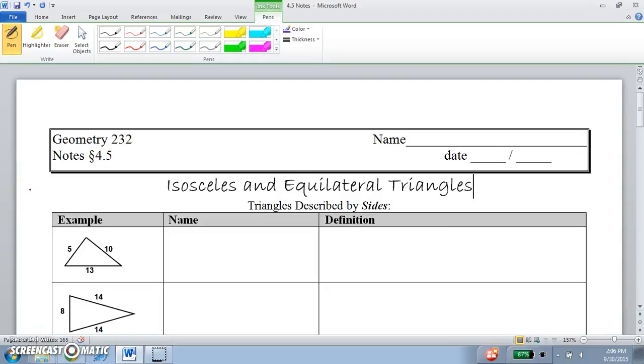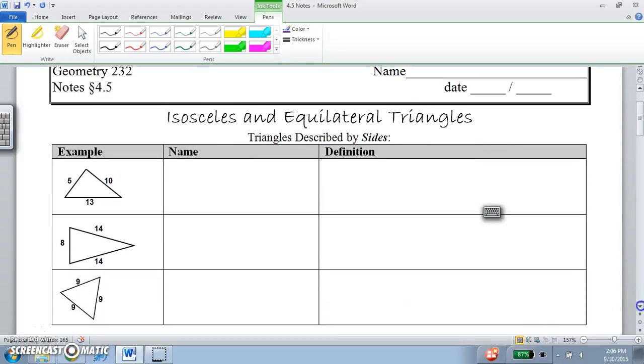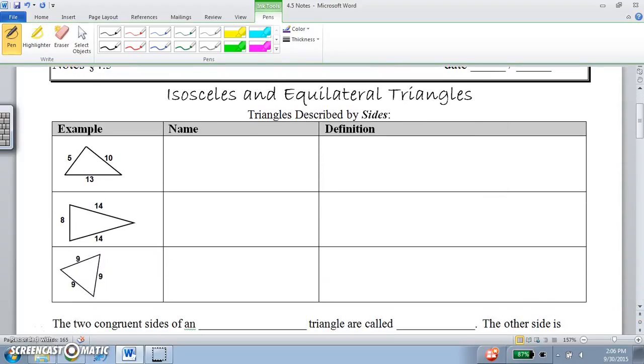This is Geometry, Section 4.5, Isosceles and Equilateral Triangles. So, what are isosceles and equilateral triangles? Well, first, we've got three types of triangles.